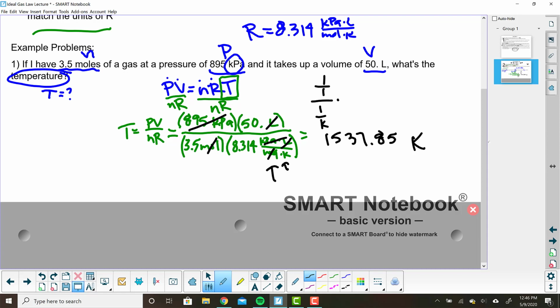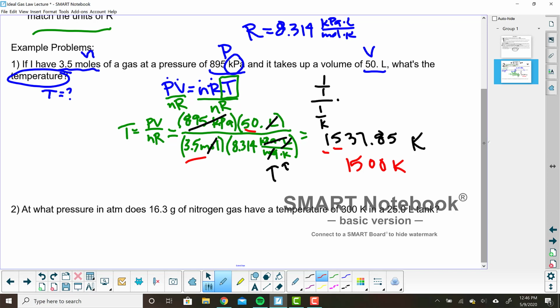But sig figs. We need to have 2 sig figs because of the moles and because of the volume, both telling us that we need 2 sig figs. So we need to keep just the 1 and the 5, which means it's going to be 1500 Kelvin. Those zeros have to be there for placeholders. And that's your answer. We just used the ideal gas law equation.